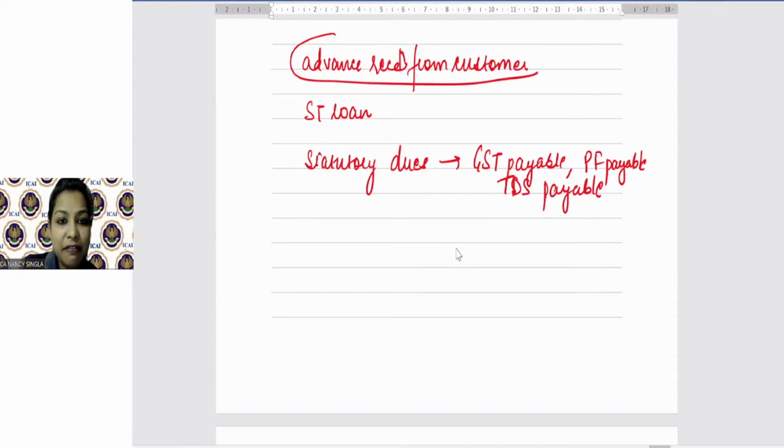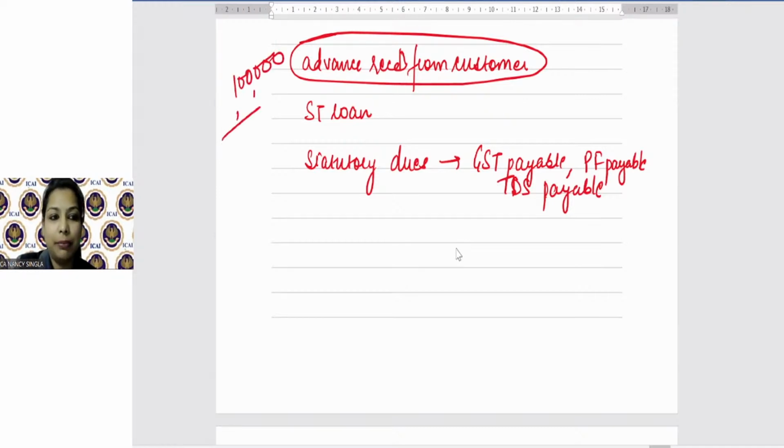Tell me, if any advance is received from a customer, just try to visualize yourself that you are verifying the financial statements of ABC Limited. During the course of audit, you see that an advance of, let's say, 1 lakh has been received by the company. So now what will you verify? I'm not saying the existence assertion or completeness assertion. I'm saying that you are verifying advance received from a customer. Think logically about what all documents come to your mind. Quickly, I need answers.